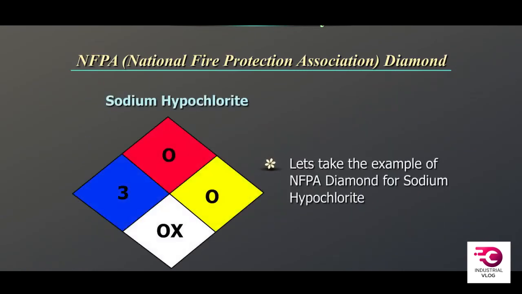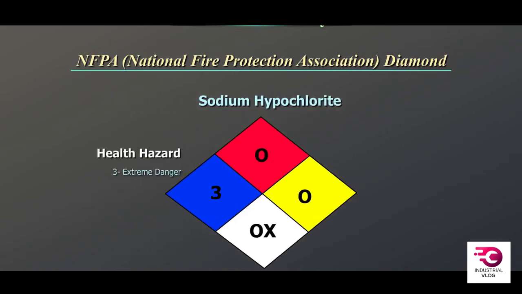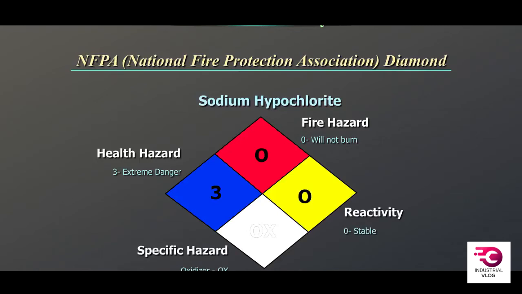Let's take the example of the NFPA diamond for sodium hypochlorite. Sodium hypochlorite is a commonly used chemical in all labs. The NFPA says category 3 for health, 0 for fire and reactivity, and oxidizing under specific hazard.